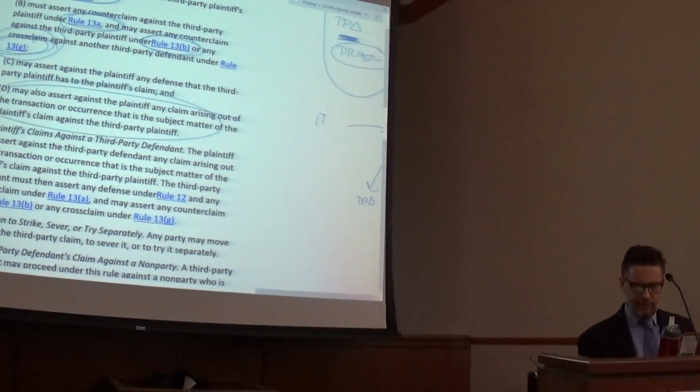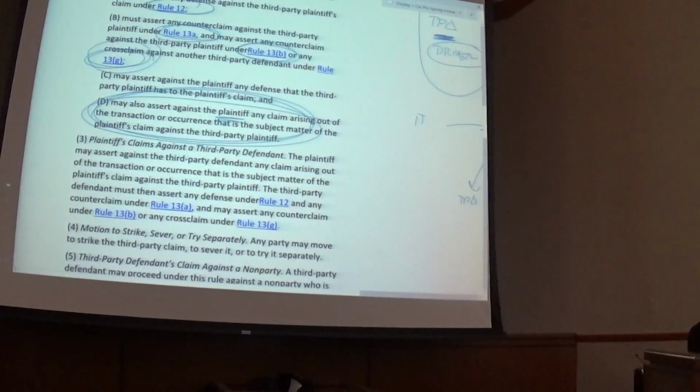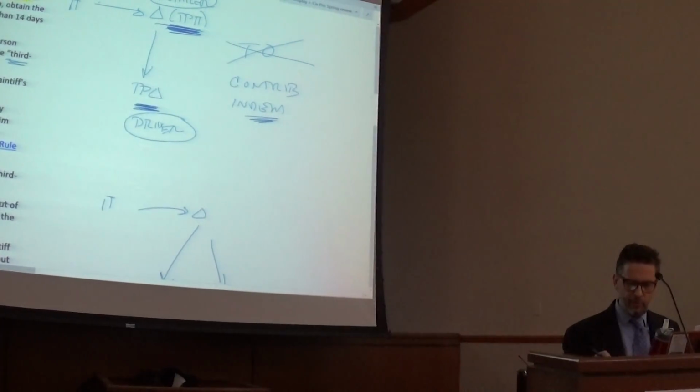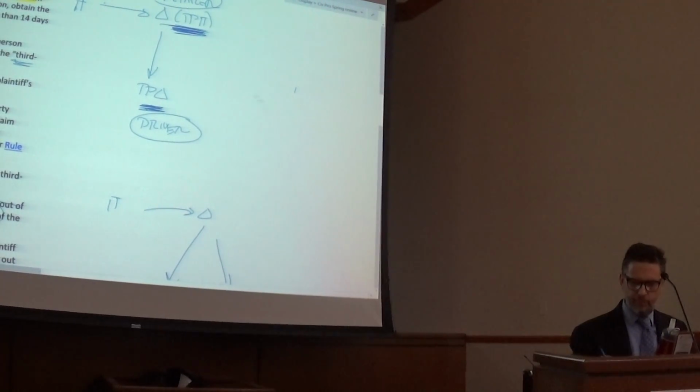Here's one. Third-party defendant can assert claims against the plaintiff. And here's the TRO standard. Just get rid of some of these. Clean up our picture.